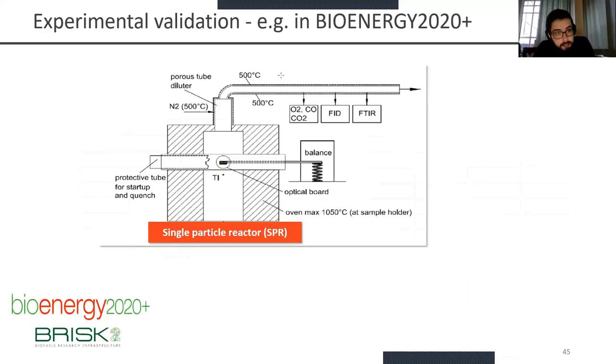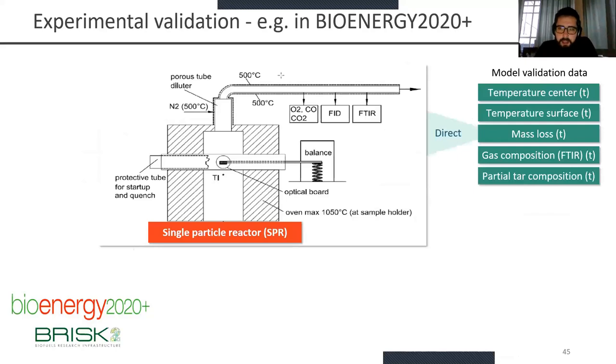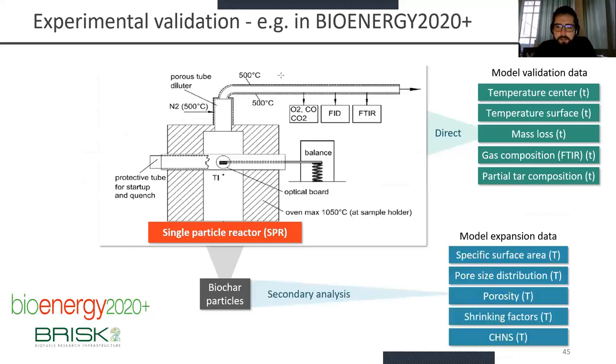So where can that kind of data be obtained? It's through experimental work on the single particle reactor, like the one I showed you from Bioenergy 2020. This setup gave quite abundant validation data: the temperature of the center, temperature of the surface, mass loss. It also gave gas composition and partial tar composition. We could also obtain the biochar particles and do some secondary analysis, which can be incorporated into the model to expand it and make it more accurate.